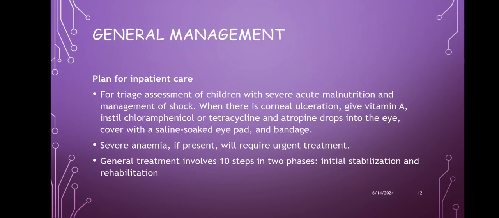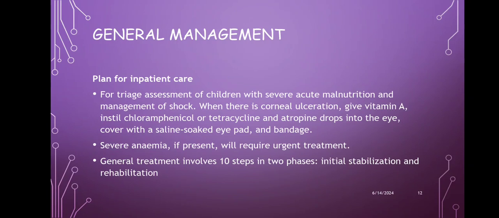On the general management of severe acute malnutrition, if you decided to keep a patient for inpatient care, do a triage assessment of children with severe acute malnutrition and manage shock. When there is corneal ulceration, you give vitamin A, instill chloramphenicol or tetracycline and atropine drops into the eye. Cover the eye with a saline soaked eye pad and bandage. Severe anemia, if present, will require urgent treatment.